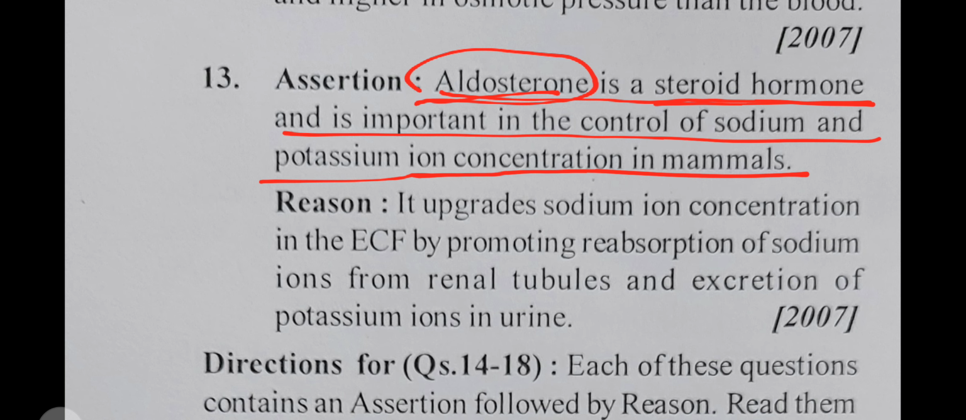So here aldosterone is a steroid hormone, and the main function of this steroid hormone is to regulate sodium content of the body. It is particularly a mineralocorticoid. You have to remember this also: there are mineralocorticoids and glucocorticoids, but aldosterone belongs to the mineralocorticoid group of hormones. So what does it do? It increases sodium ion concentration in blood by absorbing sodium ions from renal tubules.